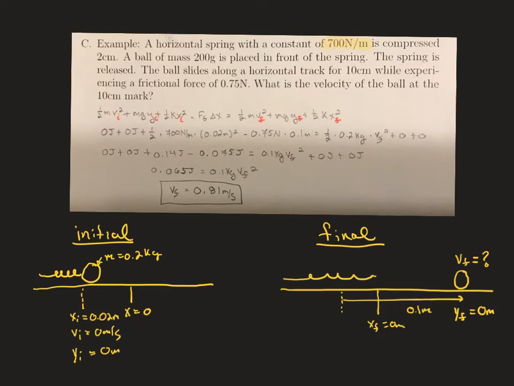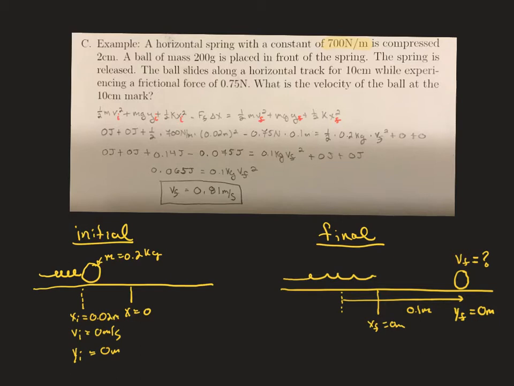So in the final conditions, we know that the ball has traveled a total of 10 centimeters or 0.1 meters. We're staying along the ground as a horizontal track. So our y final is also 0. We're looking for the velocity final, that's what that says here. And the spring has been released, or it's relaxed, which means that it's going to relax to its equilibrium position, and x final is going to equal 0.